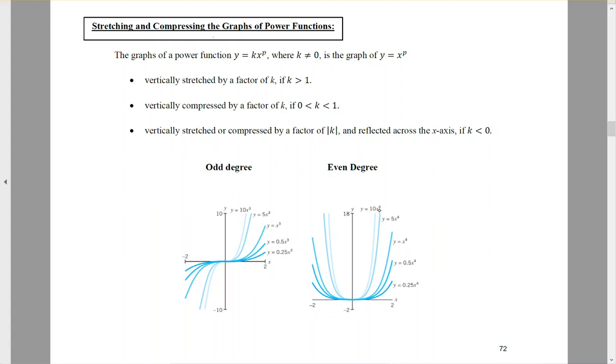All right. Same way with the even powers here. If it's bigger than 1, we tend to see it go up real quick. But if it's a fraction between 0 and 1 or a decimal between 0 and 1, we see that it's going to flatten or compress. It won't go up quite as quick.